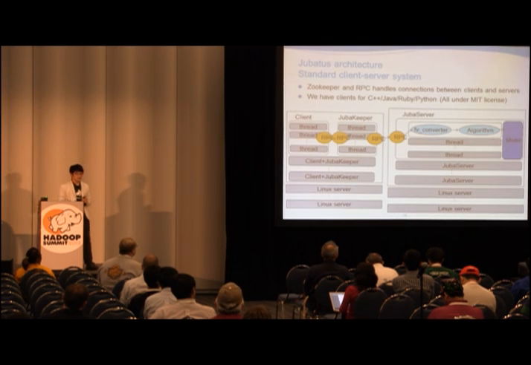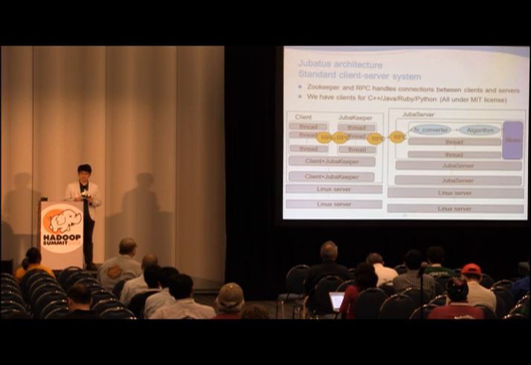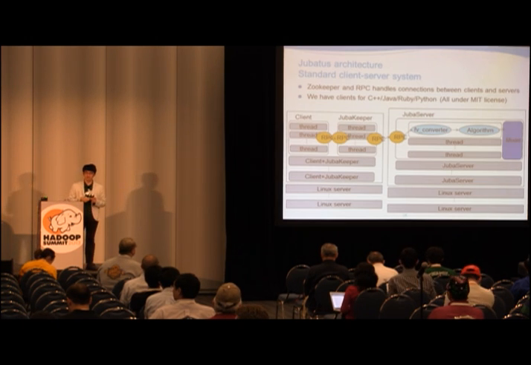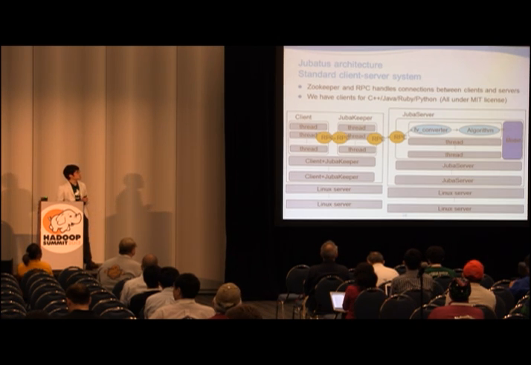And this is the software architecture of Jubatus, and it uses a standard client-server system. We have the Jubatus client and Jubatus keeper on the client machine side, and ZooKeeper and remote procedure calls handle the connection between the client and servers. So users do not need to care about the connections. And we have clients for many languages: C++, Java, Ruby, and Python. So you can plug it into your system.